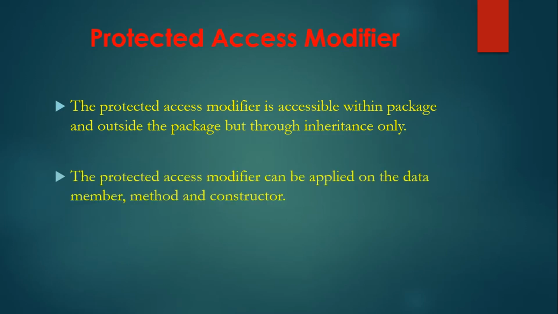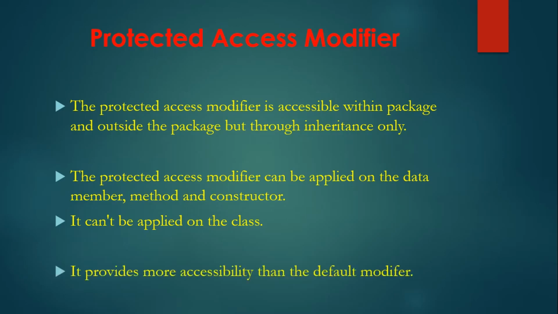The protected access modifier can be applied on the data member, method and constructor. It can't be applied on the class. It provides more accessibility than the default modifier.